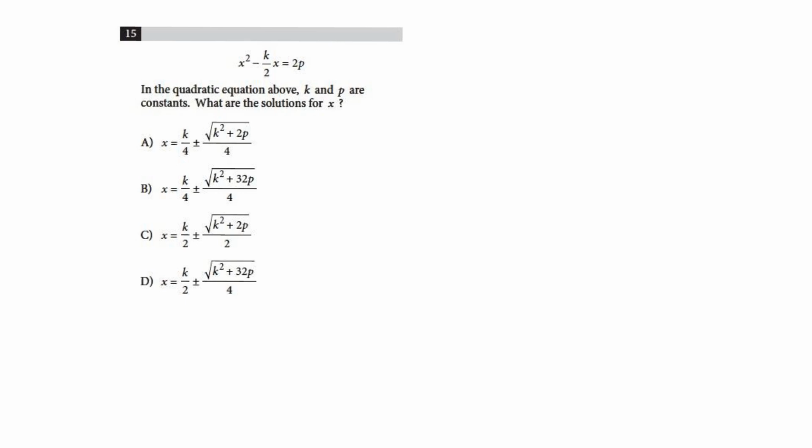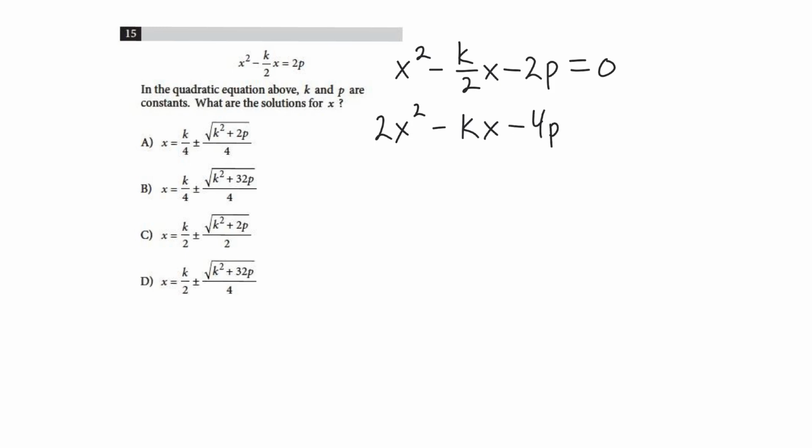So I'm going to write my quadratic in standard form. I get x squared minus k over 2 times x minus 2p equals 0. Okay, well, I'd like to get rid of that denominator. I think that would help. So I'm going to multiply everything by 2. I'll get 2x squared minus kx minus 4p equals 0.